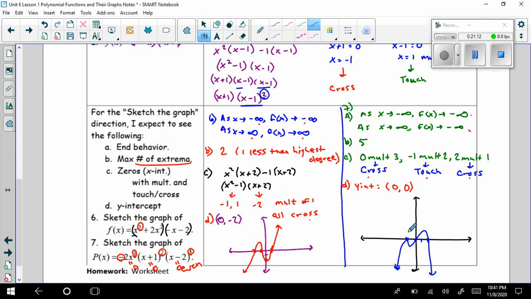And so again, rough sketch. You can see I have 1, 2, 3 turning points. This is a max number of extrema, not a certain number. And so I can have up to 5. But it doesn't have to equal 5 as long as I don't go over it.